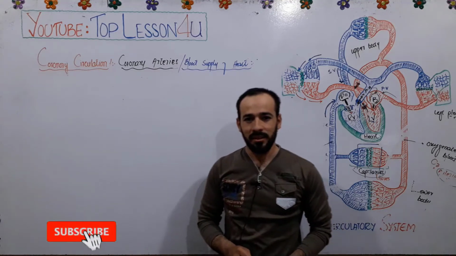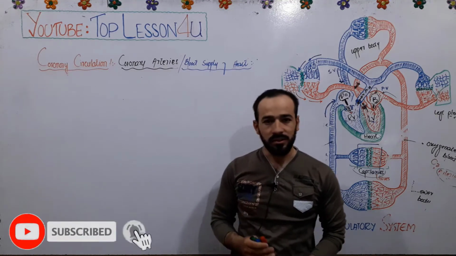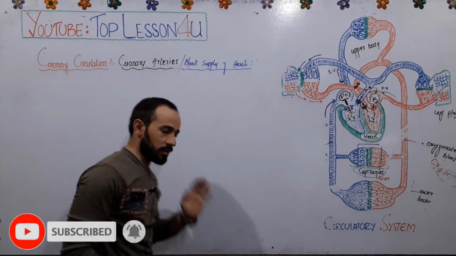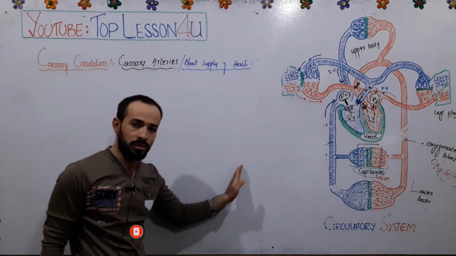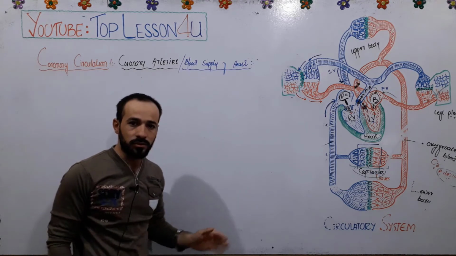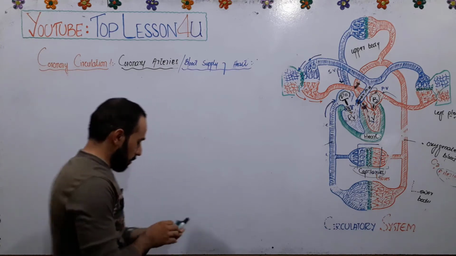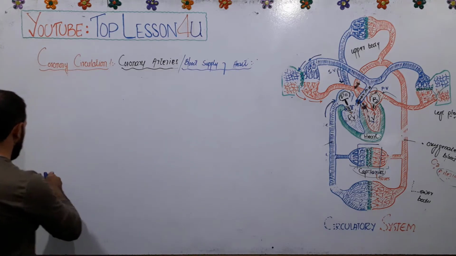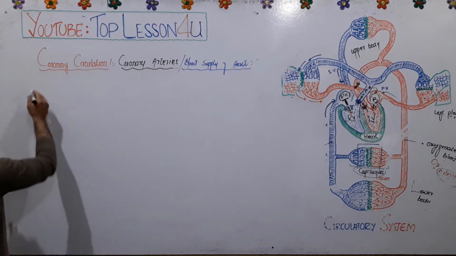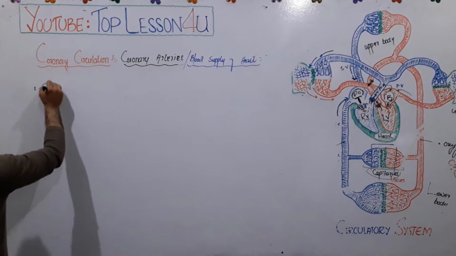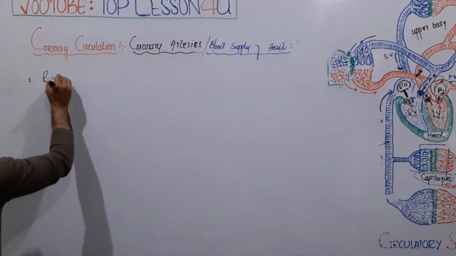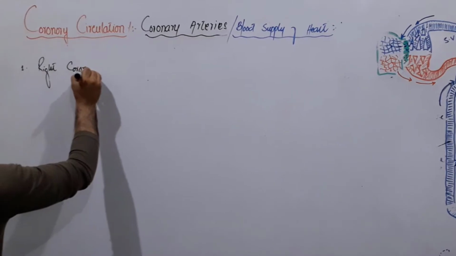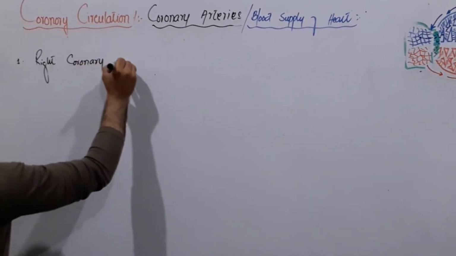Welcome back, friends. Now let's discuss the coronary arteries, the right coronary artery and the left coronary artery, and its branches to the myocardium. So first of all, here I will discuss the right coronary artery and its branches.